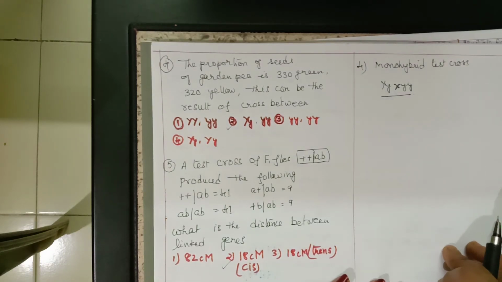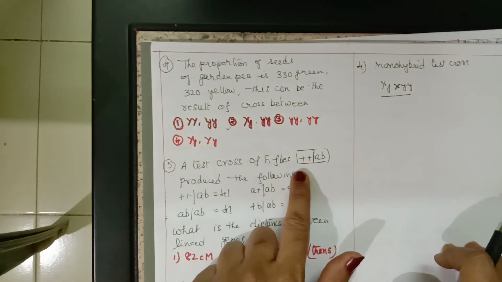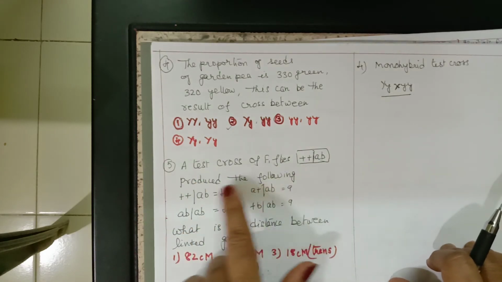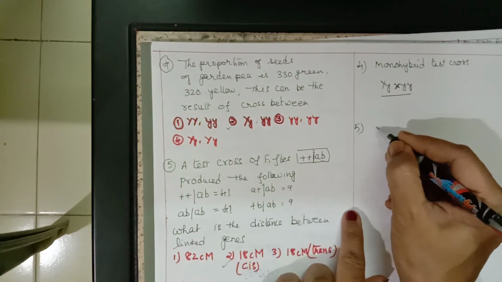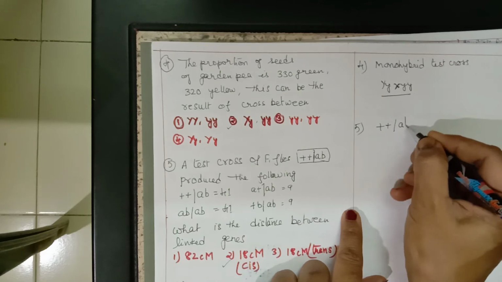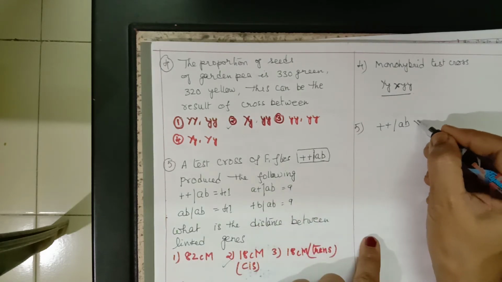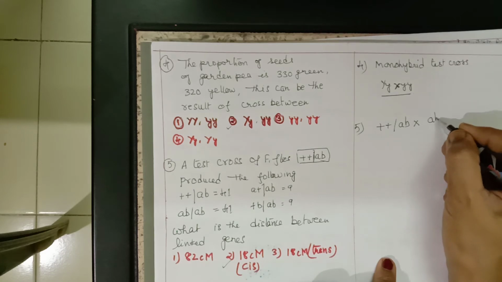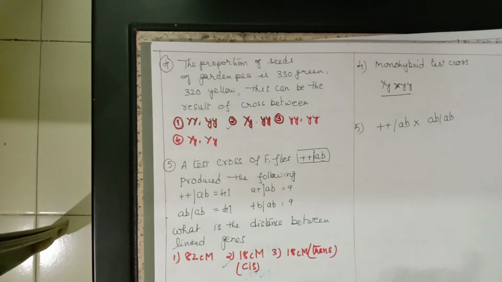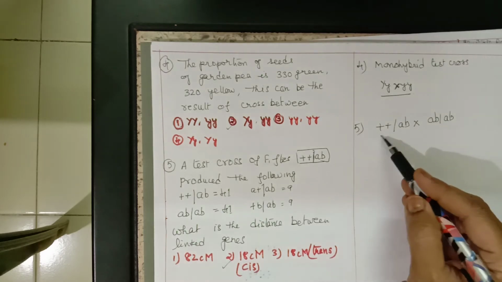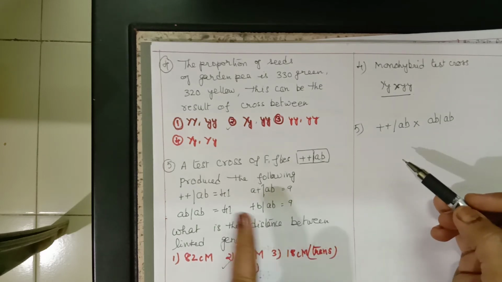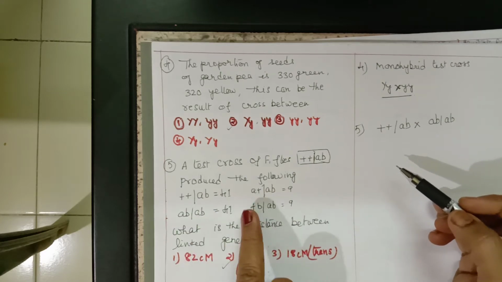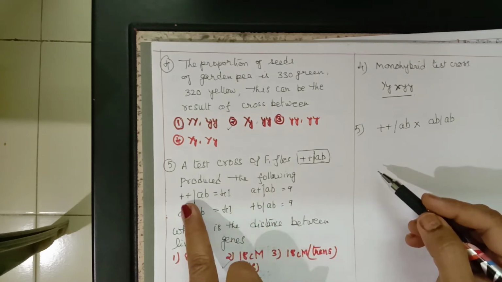Now the next question. A test cross of F1 flies produced the following. This is the F1, the heterozygous condition. So here a test cross is made, that means it is crossed to AB and AB. A test cross is made. This is the heterozygous condition and a test cross is made. So here the offspring produced are these. So here this is 41 plus plus and AB.